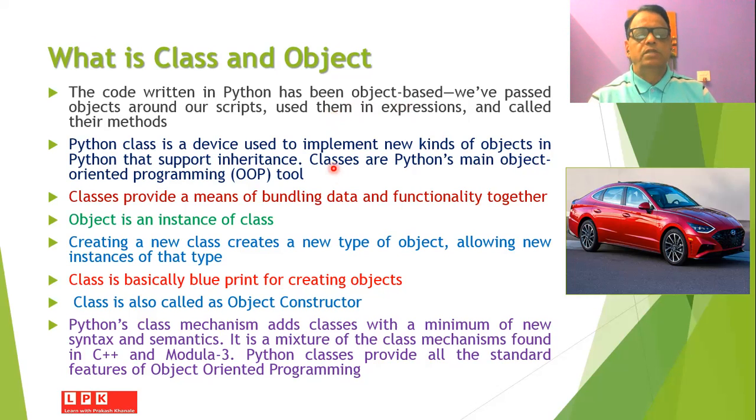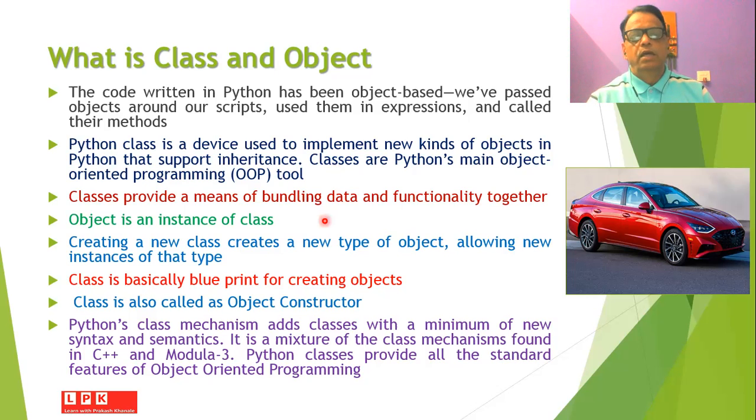A class in Python is a device that is used to implement new kinds of objects in the Python programming language that will support inheritance and polymorphism. Classes in Python are the main object-oriented programming tool. So whenever you want to achieve object-oriented programming, which we can achieve in C++, the similar thing can be achieved in Python as well. And for that, you can make use of class as the main tool.